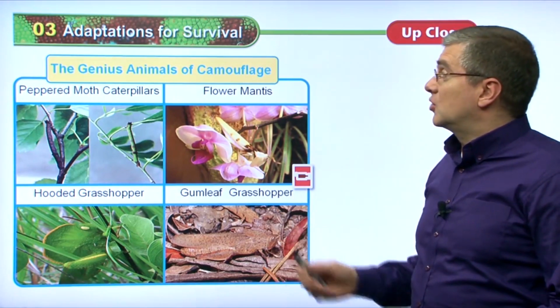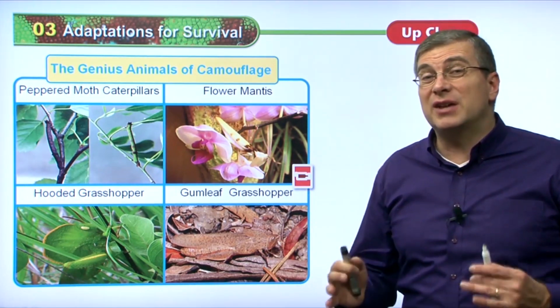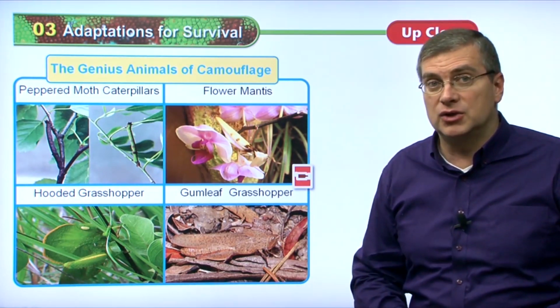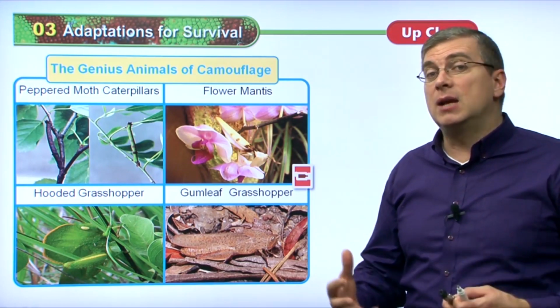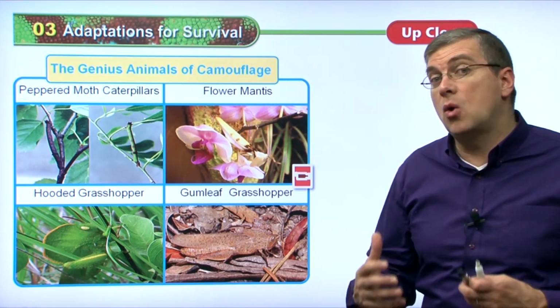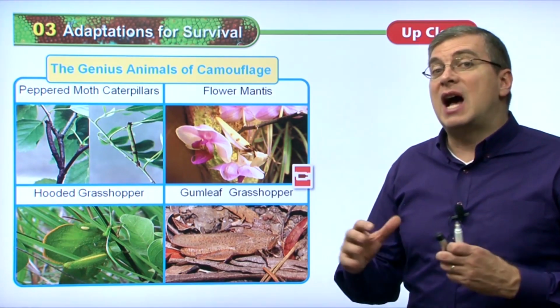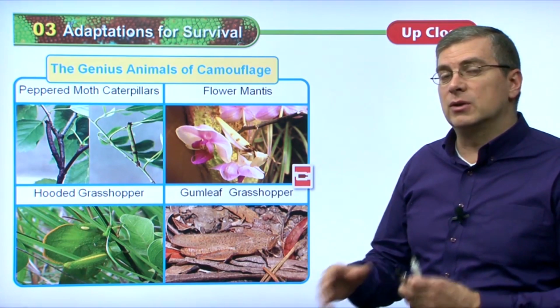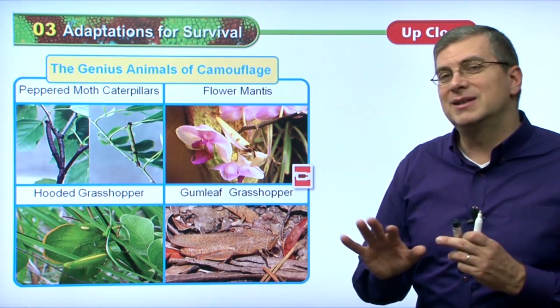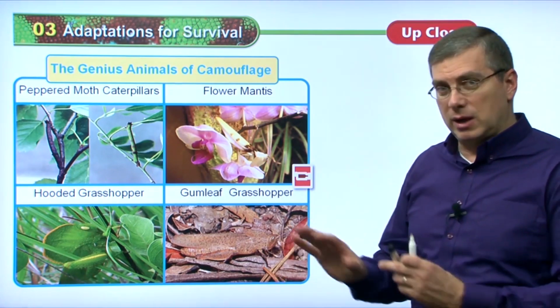Okay, let's move on here. Okay, let's take a look at our chart here. Remember, we were just talking about camouflage. Camouflage is when an animal changes its color or shape, it has an adaptation to hide in its environment. So it uses color or shape to hide in where it lives.